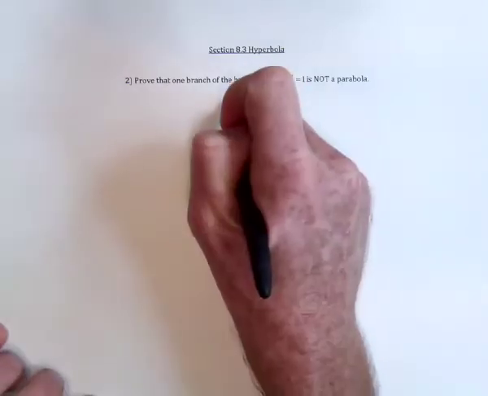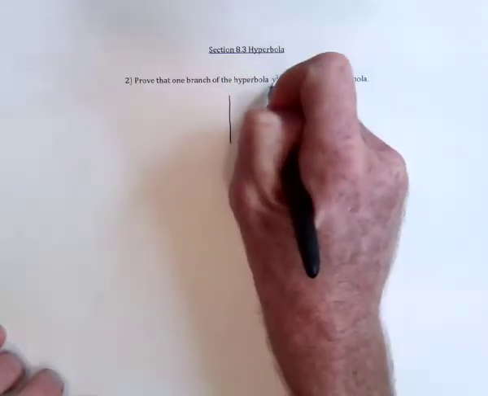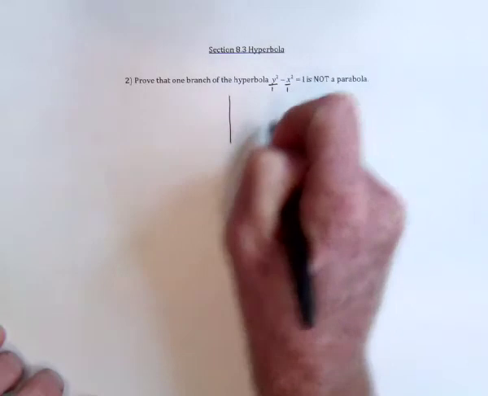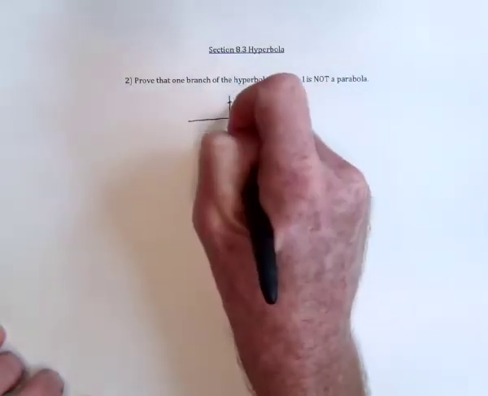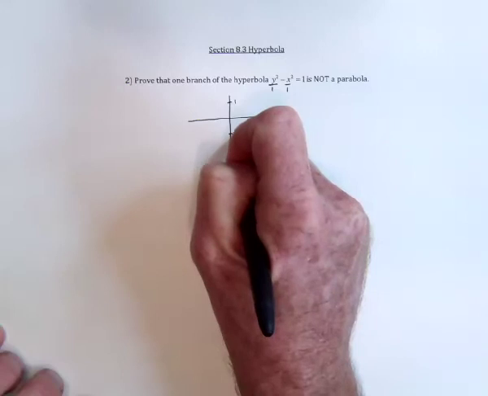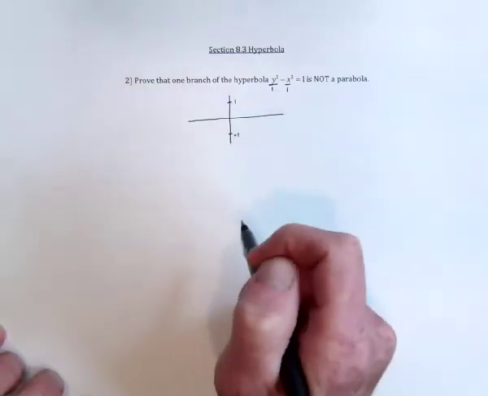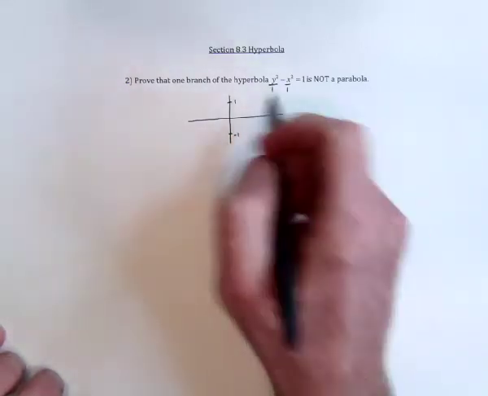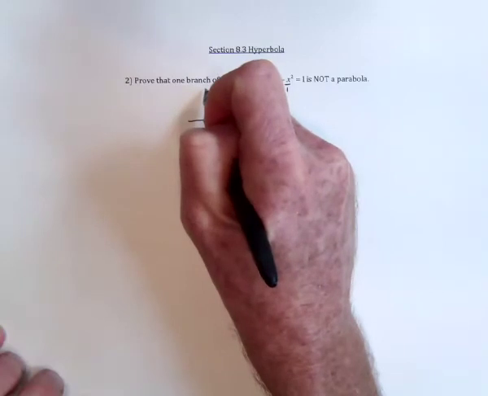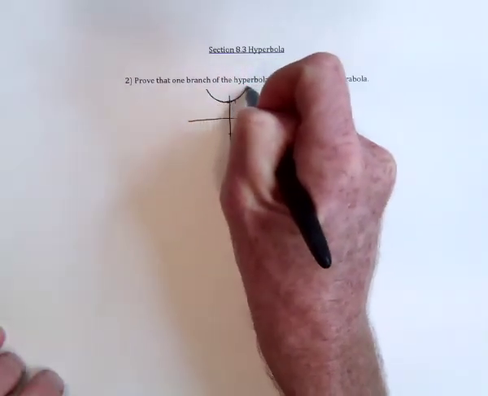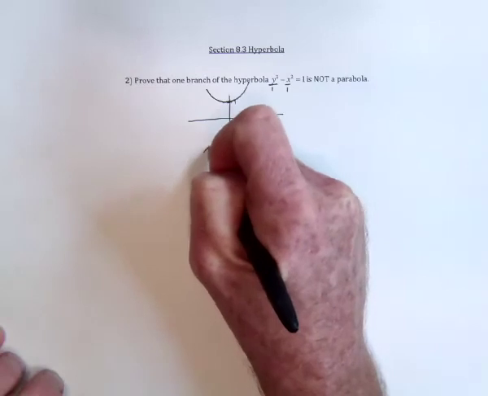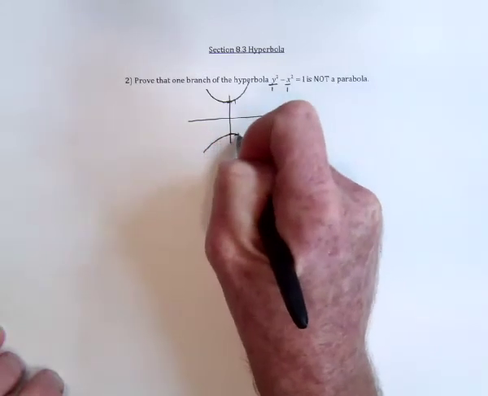So let's take a look at the graph of this hyperbola. First of all, you can say that these are divided by 1. And so on the y-axis, go up plus or minus 1. And since the y is first, it's then going to be opening this direction. So here are the two branches of the hyperbola.